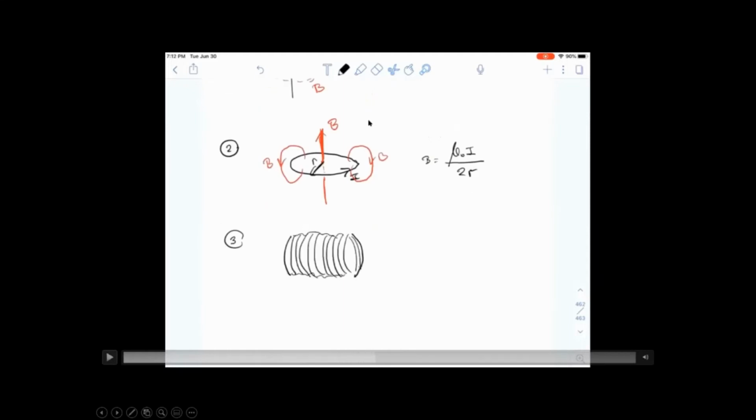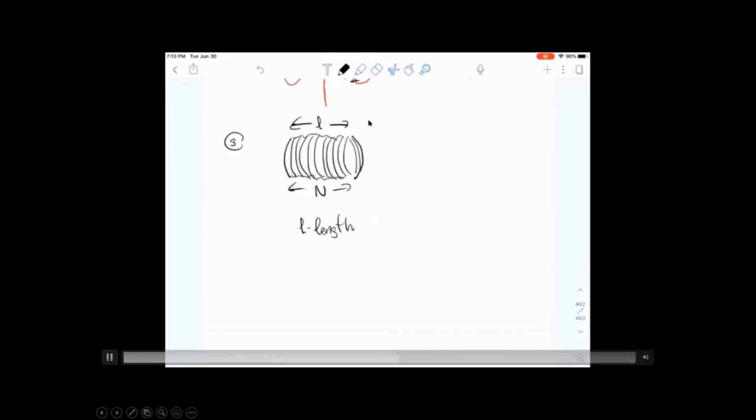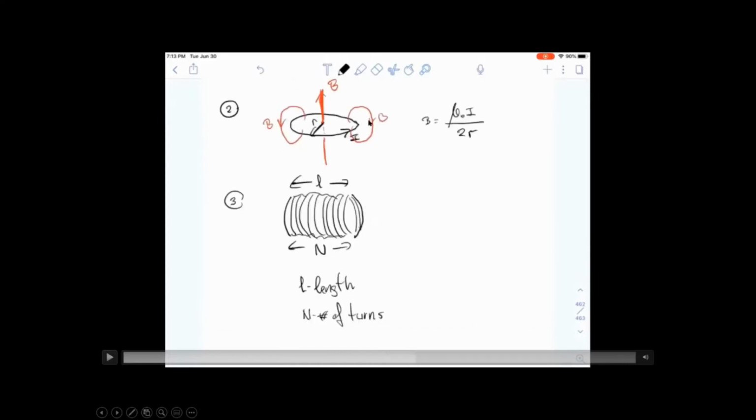And then instead of a single loop, what if you have multiple loops? What if you have a coil, and this coil is called a solenoid? So here's the length of the coil. Here's the number of turns that you have that makes up this coil. The current is going to be moving in the same direction in every single current element that you're looking at. So obviously there's going to be a circulating magnetic field.